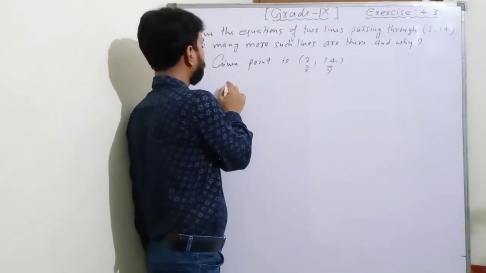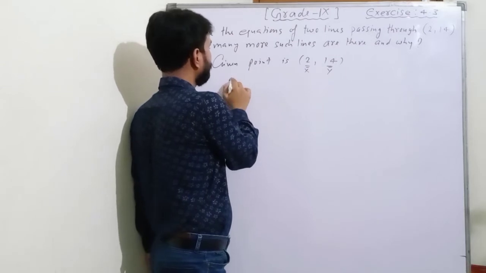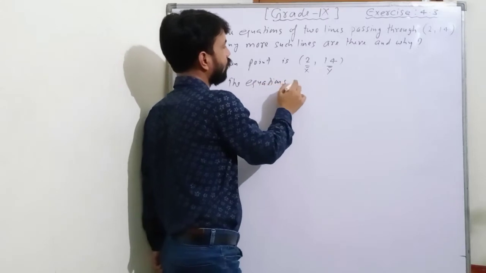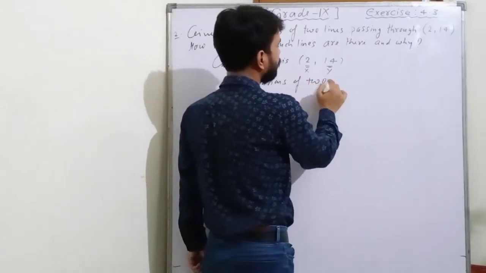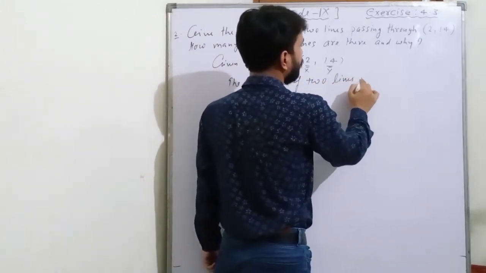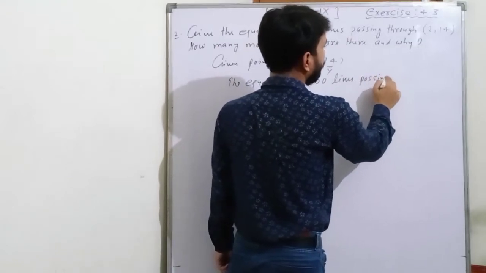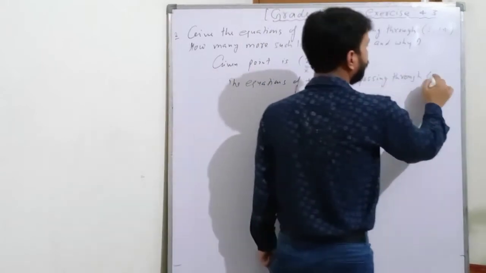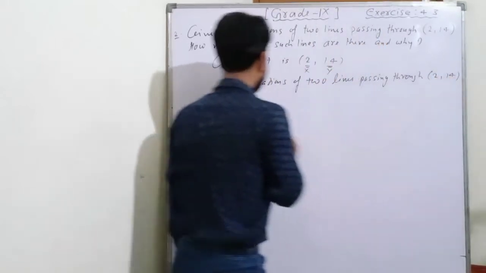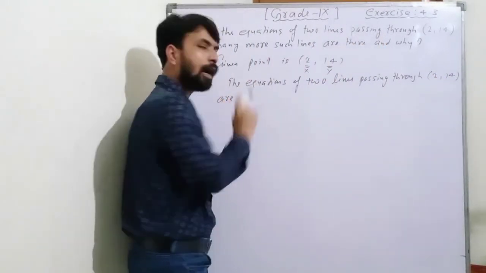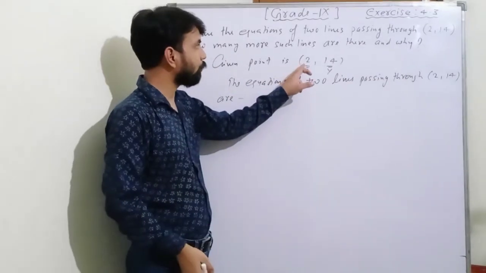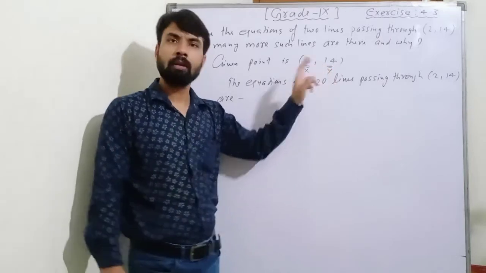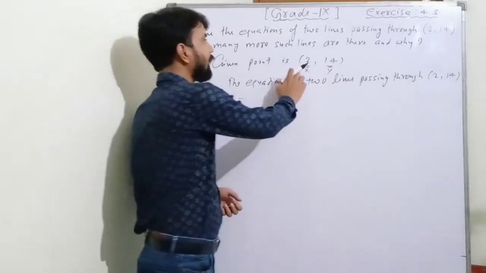So you have to write here the equations of two lines passing through 2,14. वो दो इक्वेशंस क्या होंगी? See, this is the point which lies on x axis and this is the point which lies on y axis. Understood? So this is x and this is y.